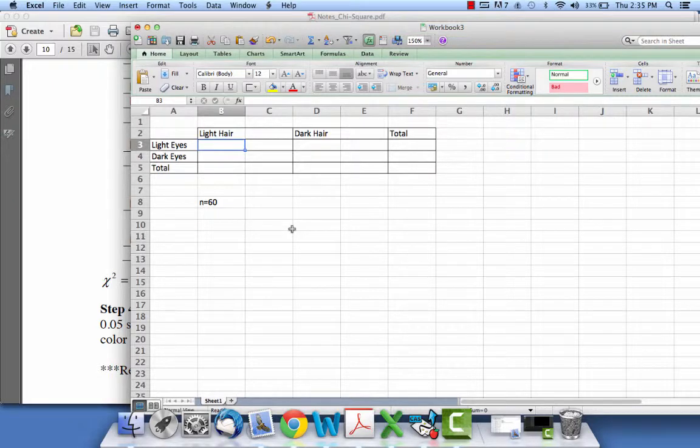So I'm going to say that the total number of people who had light eyes was 20. No, that's not very likely. How about 17? So the total number with dark eyes then is 43.